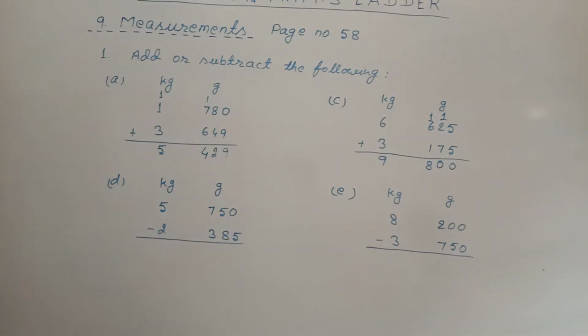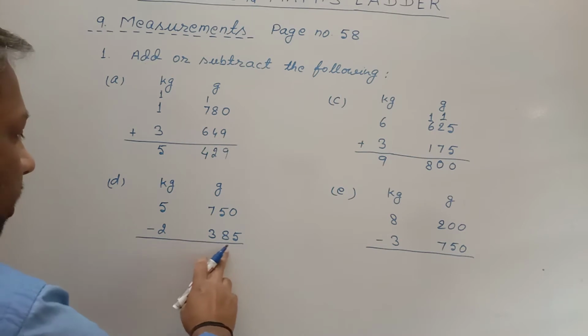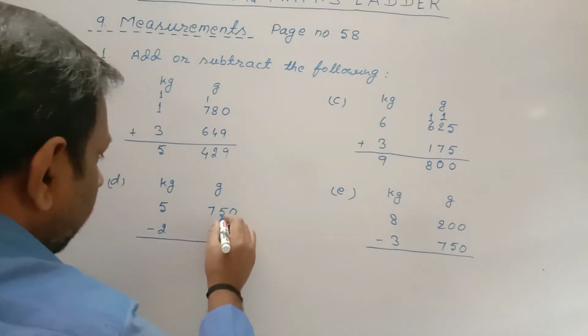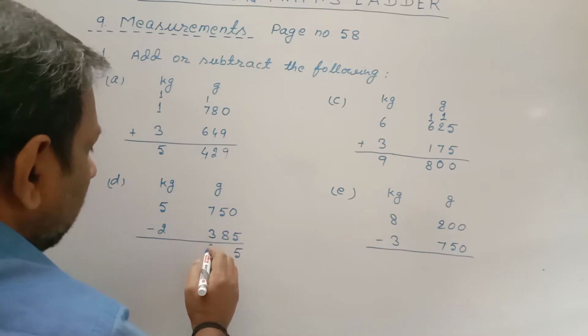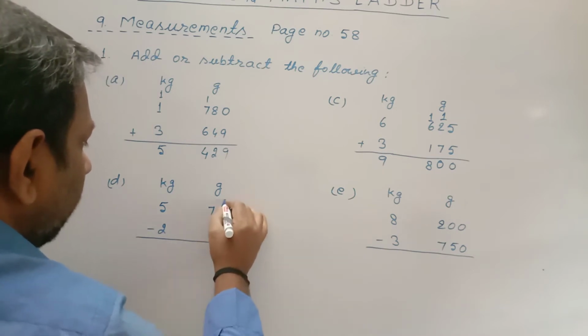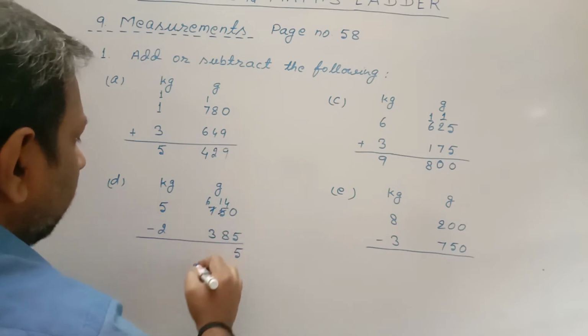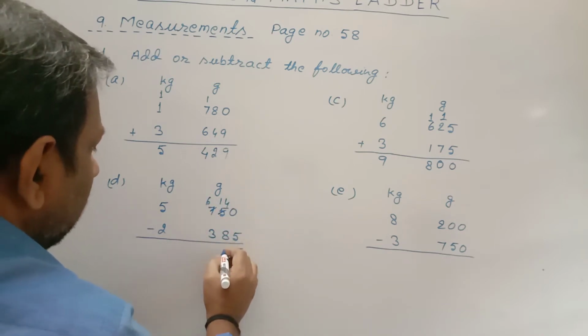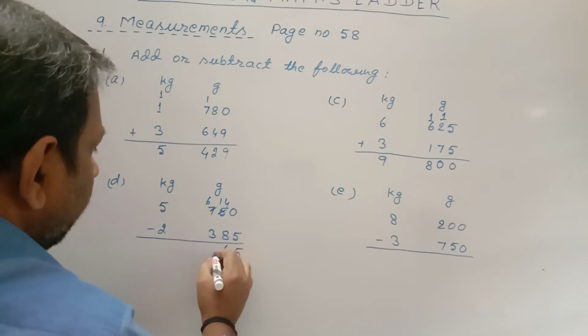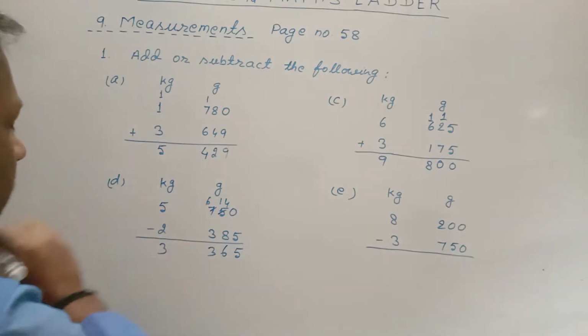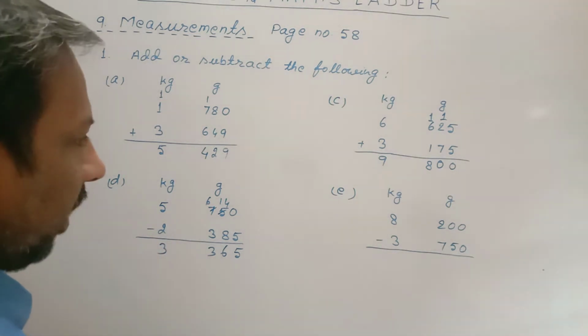Now question number D, 5 kg 750 gram minus 2 kg 385 gram. 10 minus 5, 5. Here 4, 4 is less than 8, not possible to subtract, so we'll take 1 from here. So it became 6 and here 1 will come, that became 14. 14 minus 8, 6 and 6 minus 3, 3. 5 minus 2, 3. So this subtraction became 3 kg 365 gram.